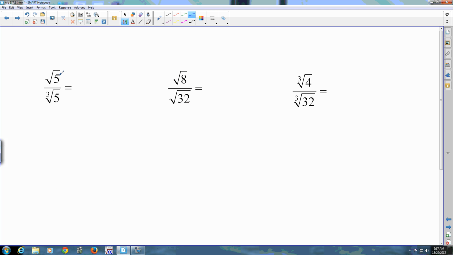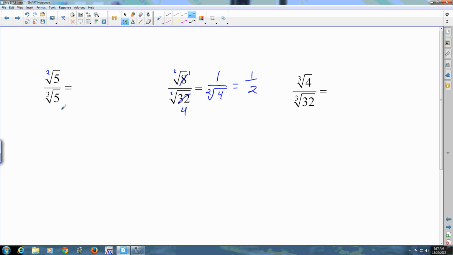Okay, here. When you have the same size root, you can cancel stuff out. Like here, they're both square roots. I can reduce this first. 8 goes into itself once, into 32 4 times. Square root of 1 is 1. So this becomes the square root of 4. And you guys know what the square root of 4 is, so that would be 1/2.